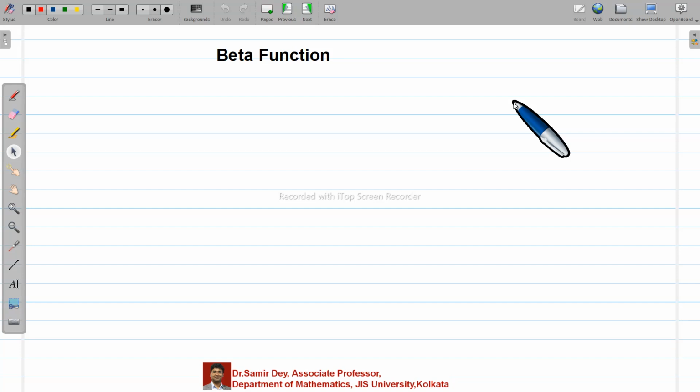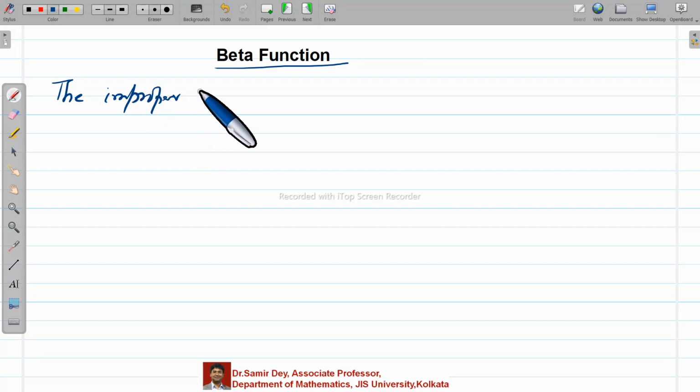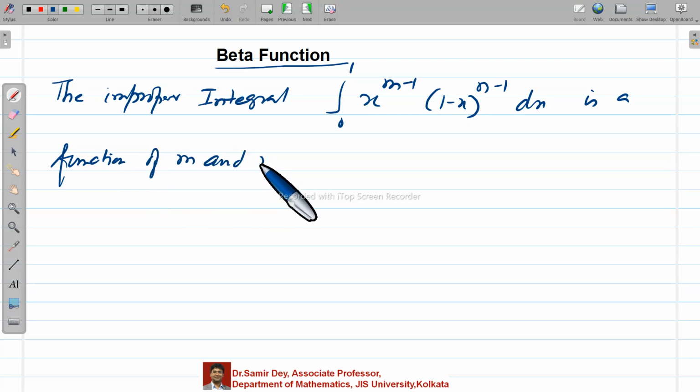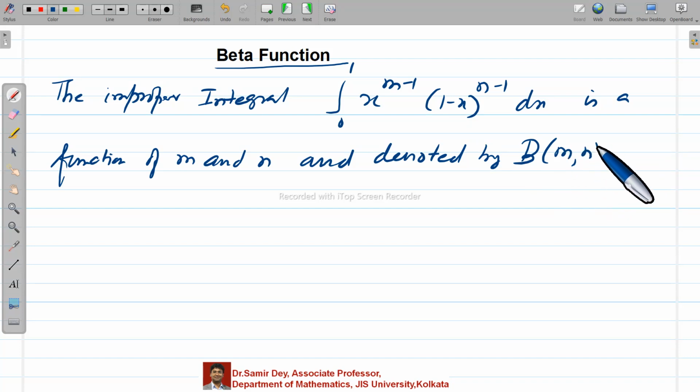Now please write down the beta function. The improper integral from 0 to 1 of x to the power m minus 1 times (1 minus x) to the power n minus 1 dx is a function of m and n, denoted by B(m, n), and is known as the beta function.